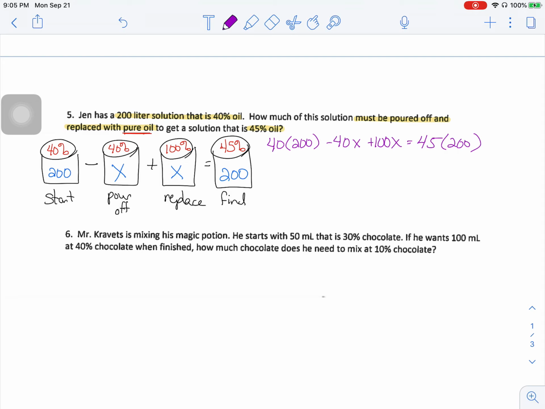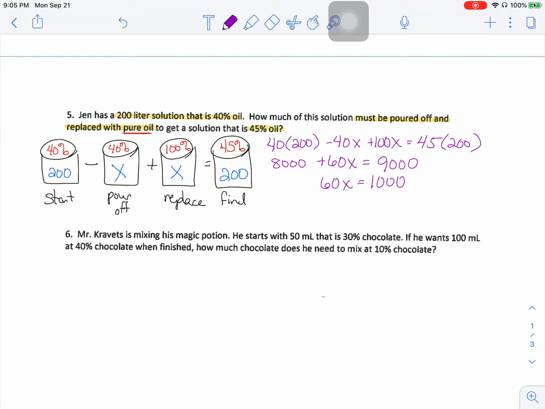All right, so double checking my math. That's 8,000. I'm just going to go ahead and combine these two like terms. Negative 40x plus 100x would be positive 60x. Let's see, 45 times 200, there's 9,000. So let's see, 60x, I'm going to subtract. That's 1,000 on both sides.